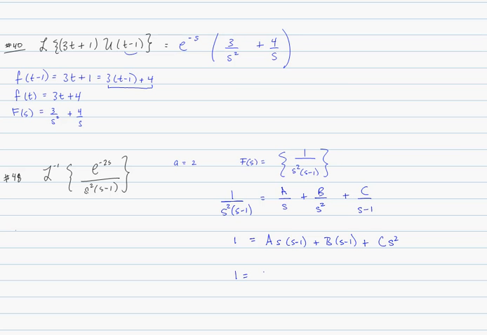Or 1 is equal to, and I'm going to combine like terms. If I have s squared, I have a times it, that comes from this first term here, and then I have c. And then I have s times, I'm going to get a minus a from this first term here, and then I'm going to have a b that comes from here. And that's it. And then I have 1 times, there are no constants here. I get a minus b, and that's it.